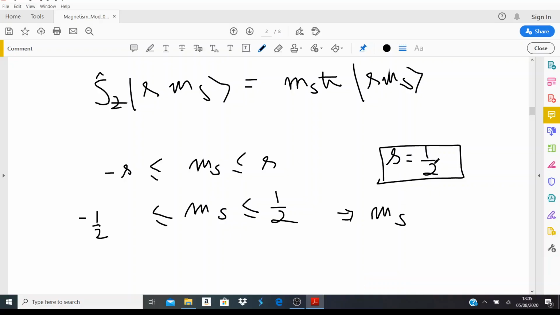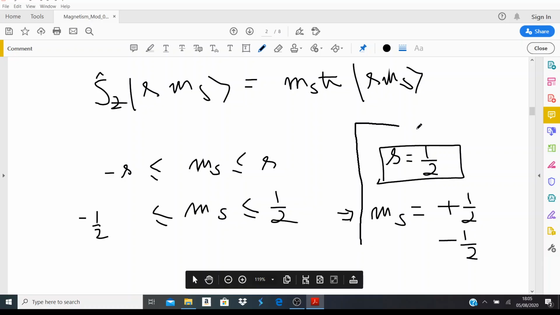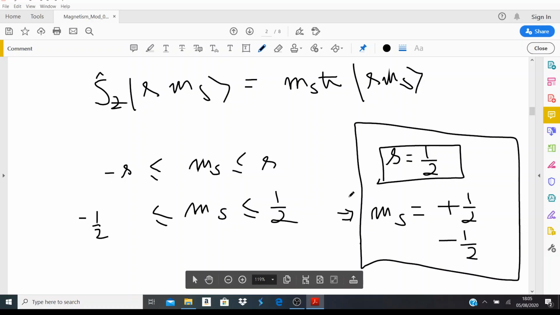So when s is half, for always a single electron, Ms can be either plus half or minus half. So this thing is fixed for a single electron. You have to remember this. This will have important consequences in different calculations as we go along, right?